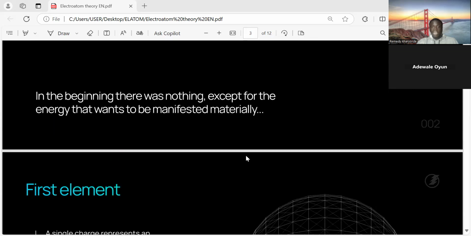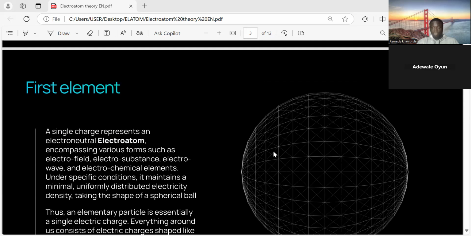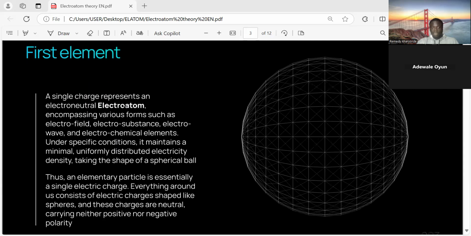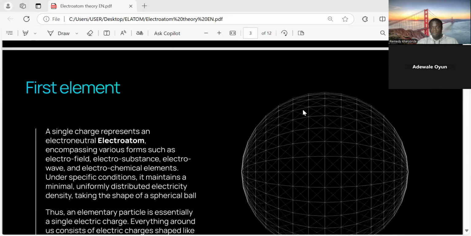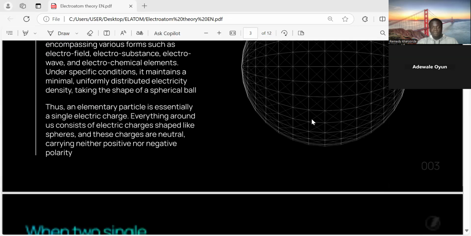So the energy that was manifested materially, the first element in it, is a single charge that represents an electroneutral atom. That's the charges. It has neither a positive nor a negative. It's just electroneutral, and the representation is in the form of this sphere, this ball that is being displayed here.